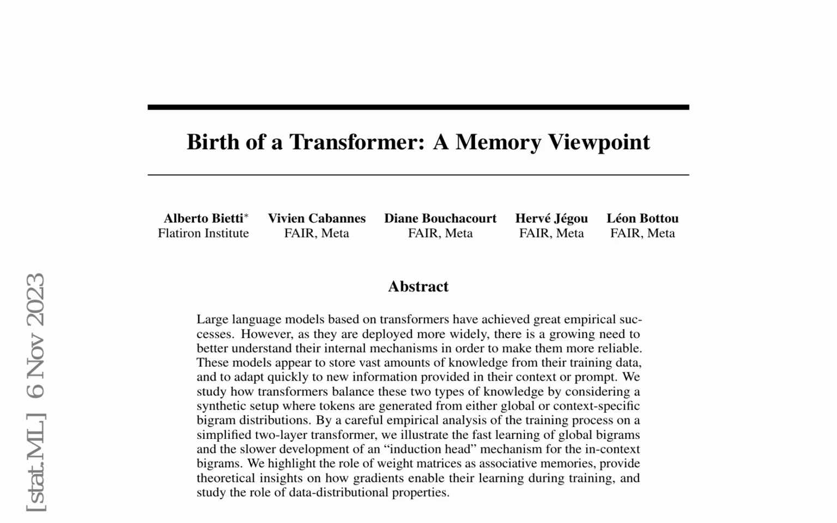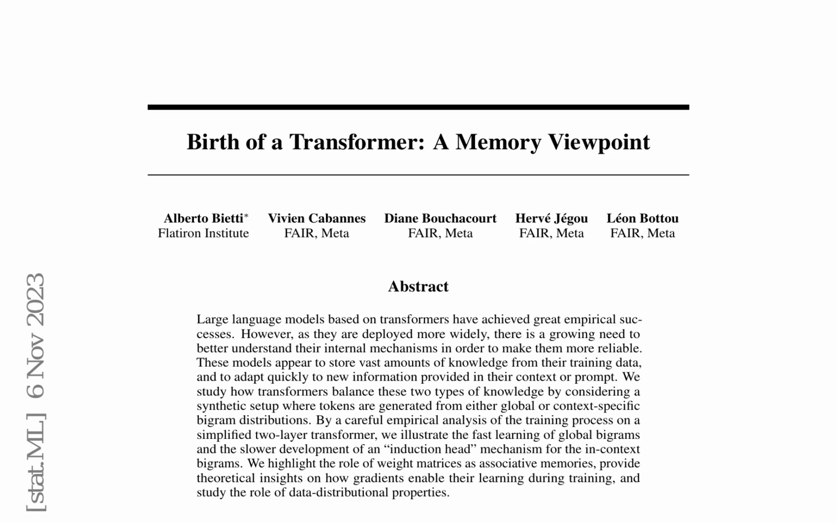Large language models based on transformers have achieved significant success, but understanding their internal mechanisms is crucial to improve their reliability and mitigate failure cases. This study focuses on how transformers balance global and in-context knowledge, using a synthetic setup where tokens are generated from either global or context-specific bigram distributions.